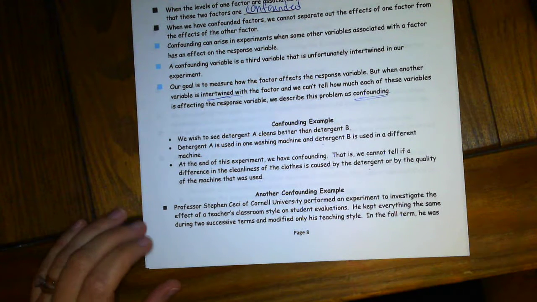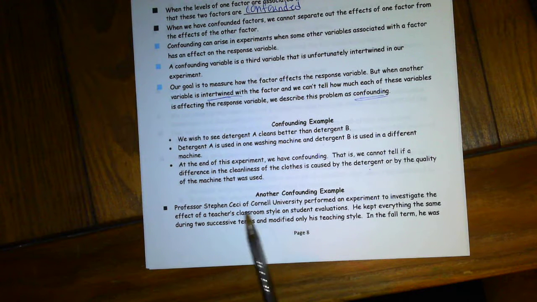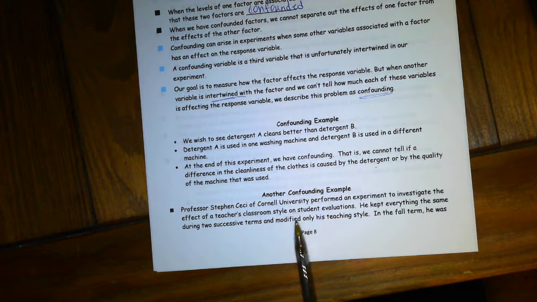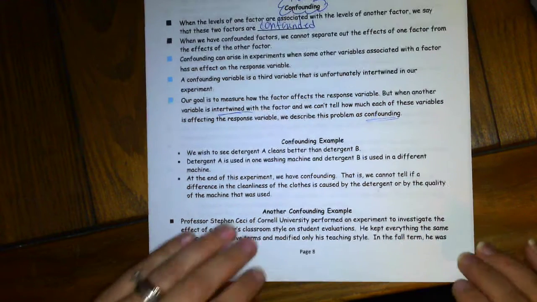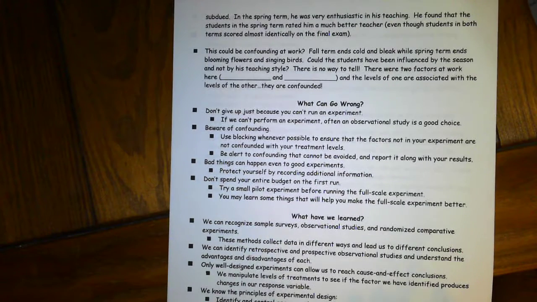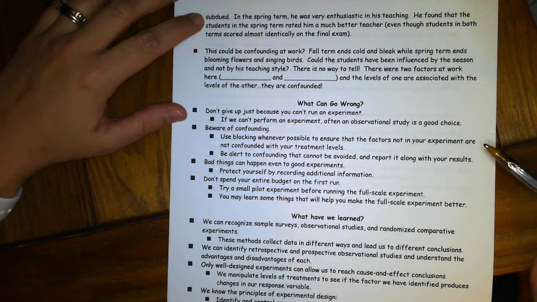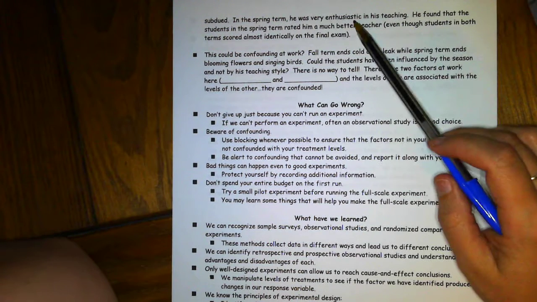And another example, Professor Stephen Ceci, or Ceci, I'm not sure how to say that, of Cornell University, I'm sure this is a true story, performed an experiment to investigate the effect of a teacher's classroom style on student evaluations. He kept everything the same during the 2 successive terms and modified only his teaching style. In the fall term, he was subdued. In the spring, he was very enthusiastic in his teaching. This just means he was not very smiley and kind of boring. In the spring, he was very enthusiastic.